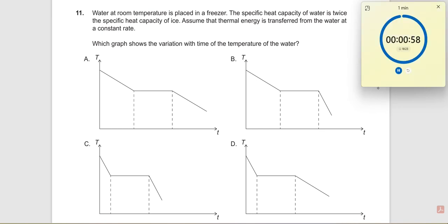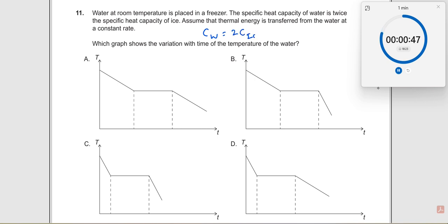Right. So water at room temperature is placed in a freezer. The specific heat capacity of water is twice the specific heat capacity of ice. C water is equal to 2 times the specific heat capacity of ice. Assume that the thermal energy is transferred from water at a constant rate, which means what? Power is equal to constant energy per time, right? Which graph shows the variation?